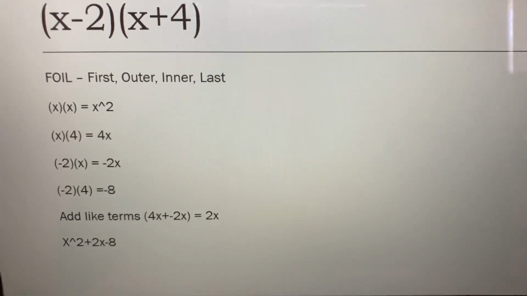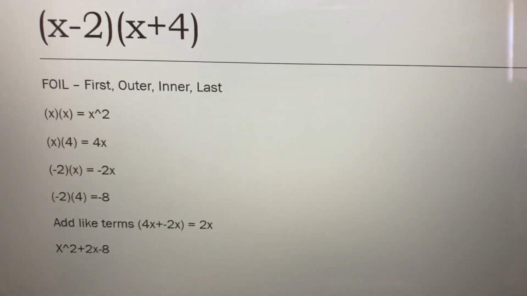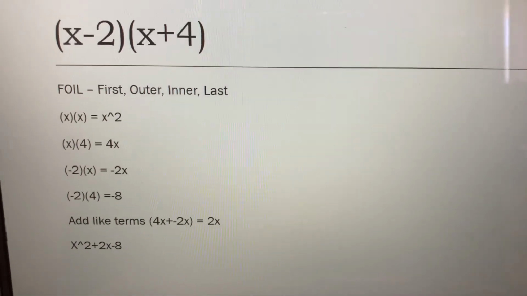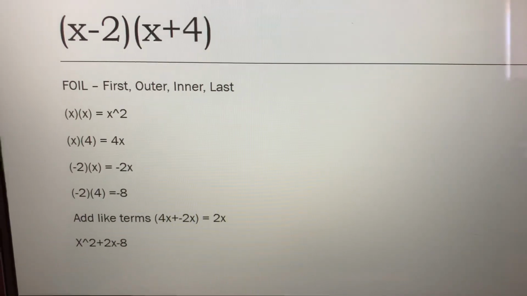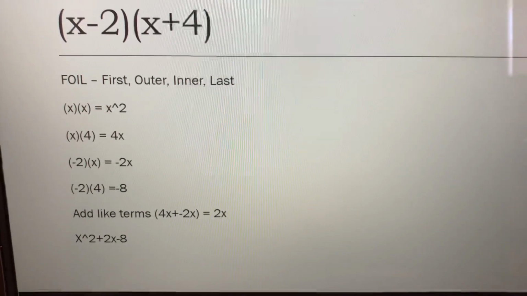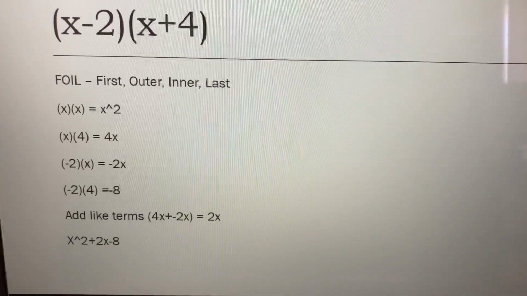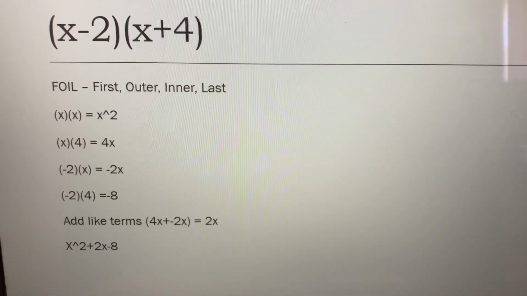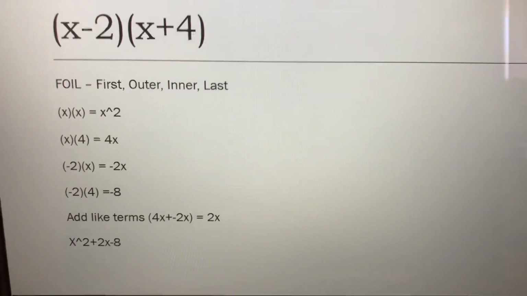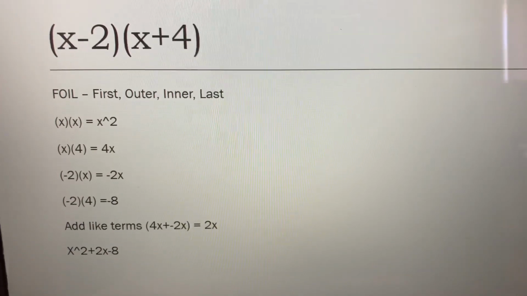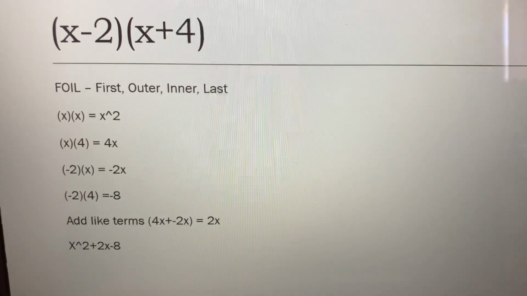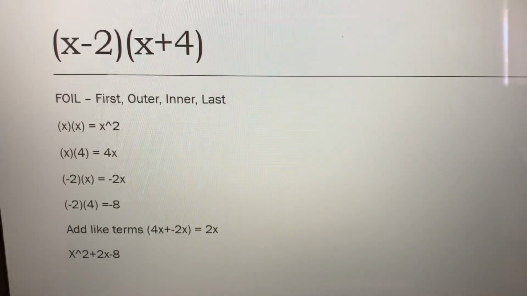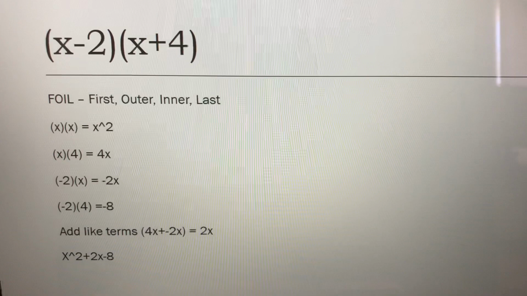And then we combine like terms. So let's go through this. I'm going to lead us in this example. So the first terms are x and x. So we've got x times x gives us x squared. X to the second power is another way of phrasing that. And then we've got our outer terms, x times 4, which leaves us with 4x. We have our two inner terms, negative 2 times x, which gives us negative 2x. And then we have our last terms, negative 2 times 4, which is negative 8.